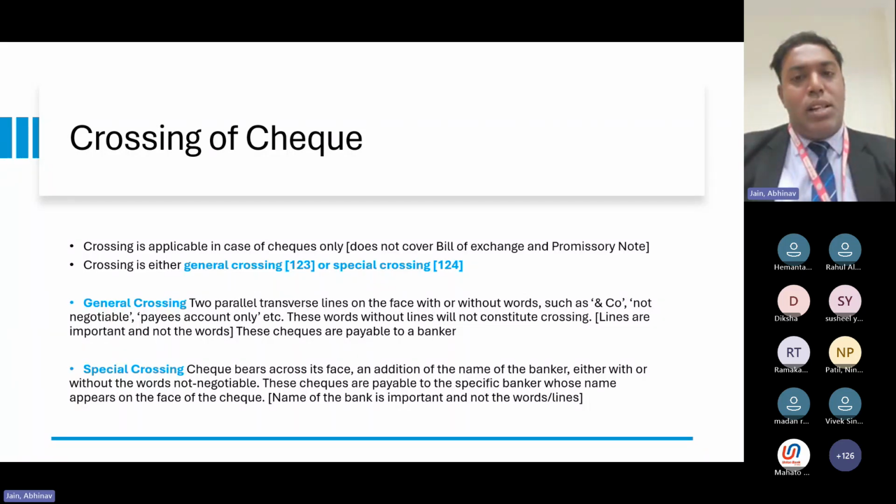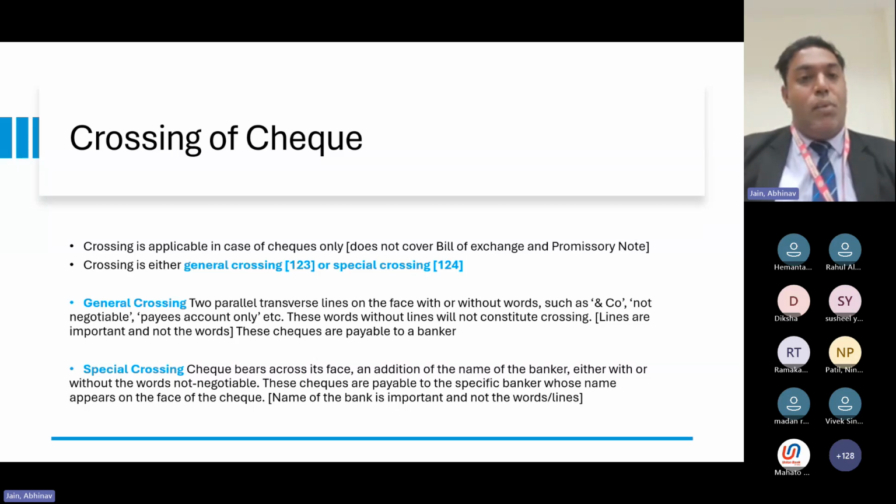Suppose two transverse lines are drawn on your check, and the name of a specified banker is written, like HDFC Bank, then that particular check would be payable only at HDFC Bank. You can consider as an example the dividend warrants which are issued by various companies. Sometimes they specifically mention the name of the bank where it could be payable. So this type of crossing is called special crossing.